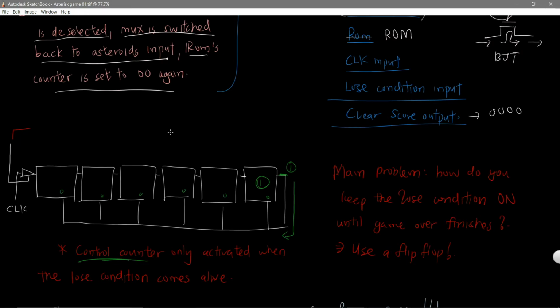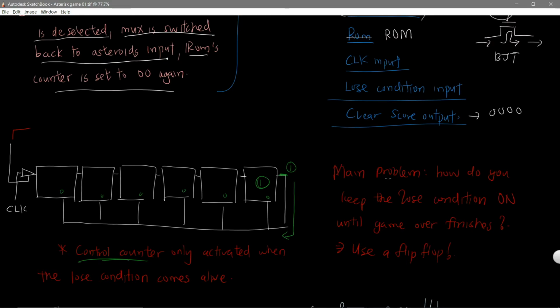And beware that during the 0 to 31, in the middle, if the lose condition arrives, we don't want the lose condition to reset the counter to 0 again. No, we are not going to do this. If that happens, the game over scene is not going to finish. So we don't want that to interfere with our counter.